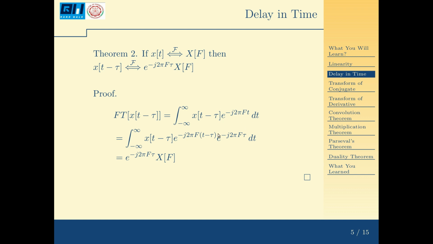So this e raised to minus j 2 pi f tau is not a function of time t, so it is taken out of this integral. The remaining thing is the integral from minus infinity to infinity of x(t minus tau) e raised to minus j 2 pi f (t minus tau) dt. That is the Fourier transform of x(t), that is X(f). So hence it is proved this way. That's also a simple and straightforward proof.